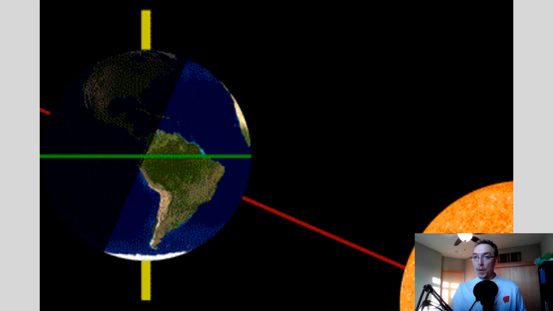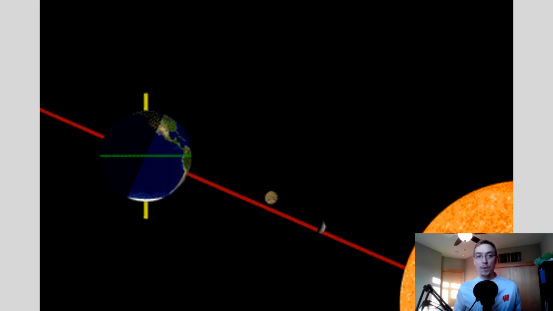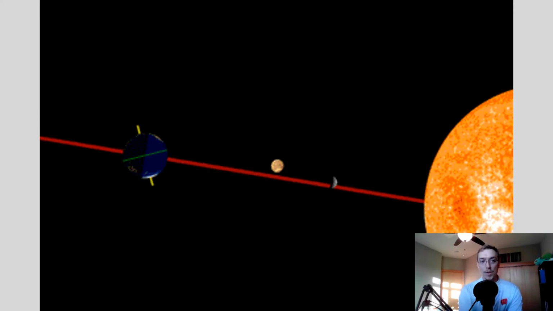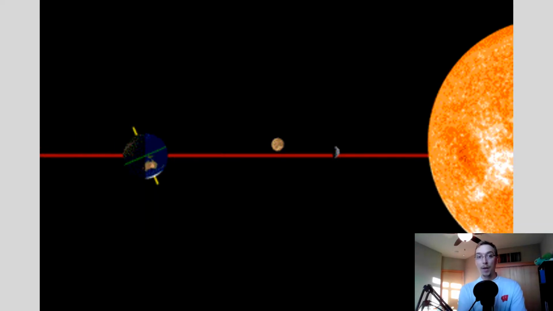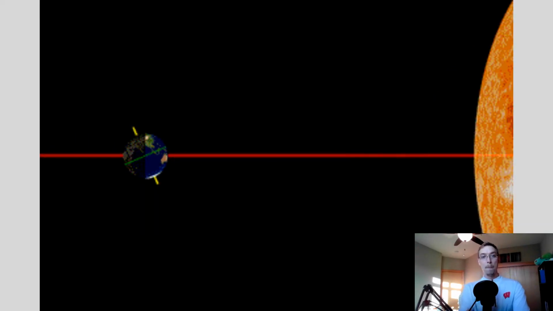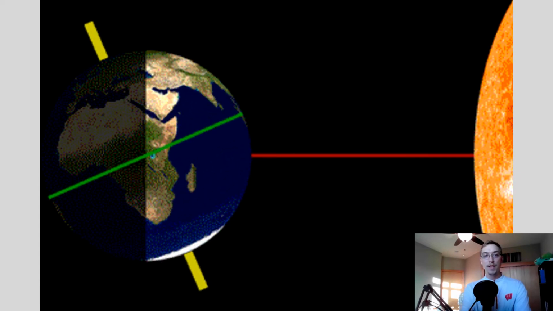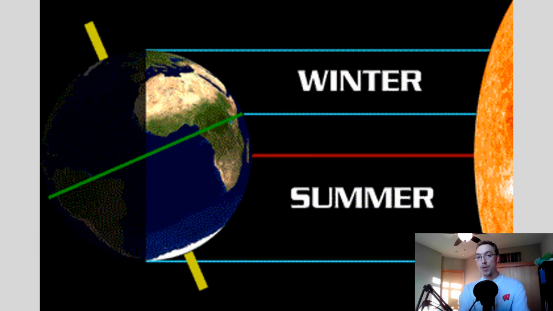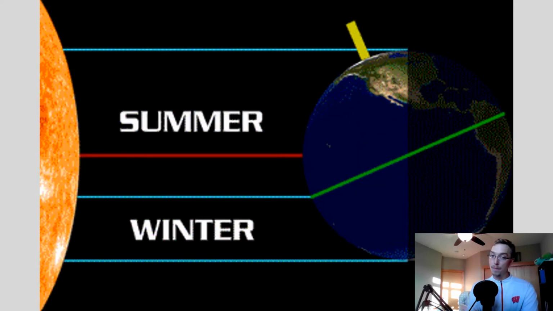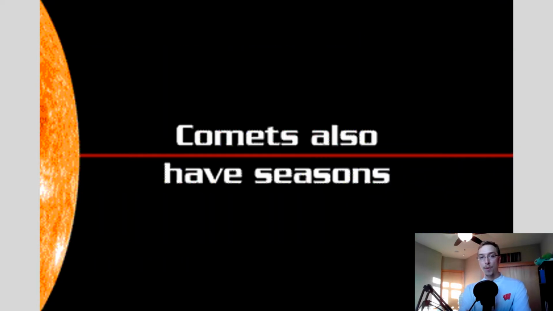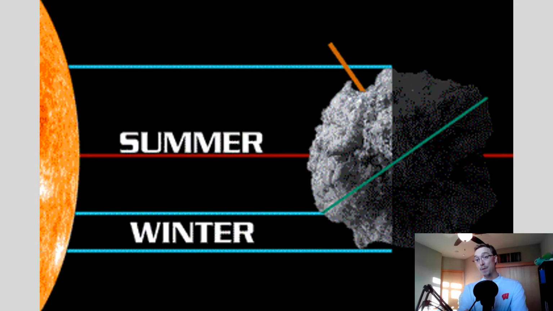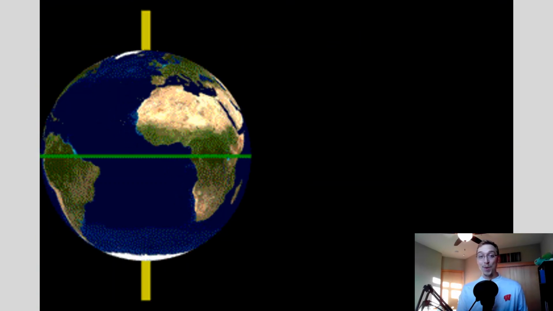So here's a really cool diagram that shows what our planet looks like on its axial tilt relative to the sun. And here we can see it. It'd be winter or astronomical winter in the northern hemisphere and summer in the southern hemisphere. Six months later, it flip-flops, right? Summer in the north and winter in the south. Same said for comets, which is pretty interesting and intriguing.